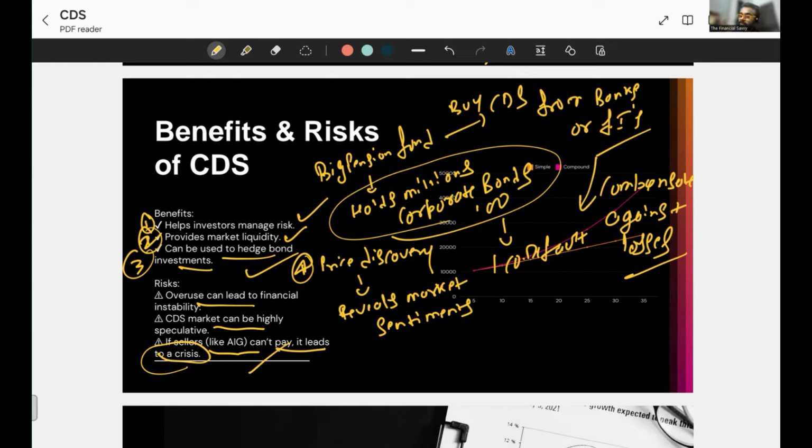So that's one of the risks, right? Overuse, or maybe sellers without any check on the CDS, just selling CDS contracts.